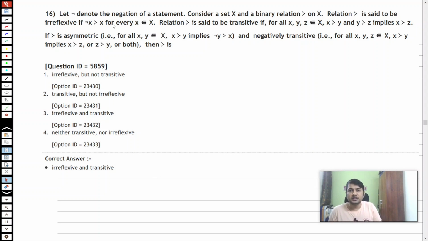Now in question 16, we have been given that a relationship, that is strict preference, is asymmetric, that if x is preferred to y, then negation of y should be preferred to x. So this should be true, and it is negative transitive. So they have given the definition for what is negative transitive. So they have asked that if asymmetry and negative transitivity holds, then what should be true about the other things.